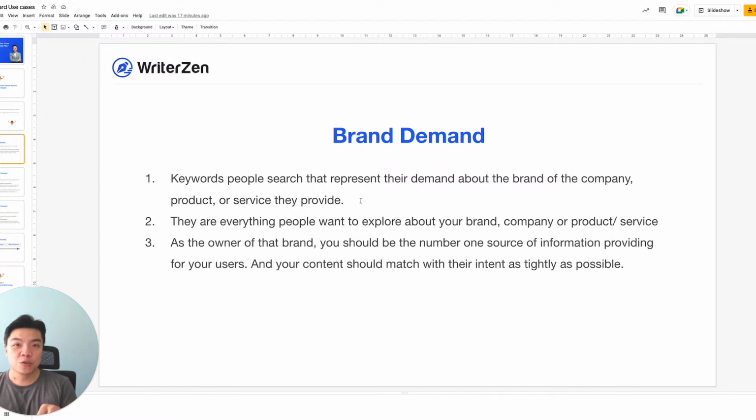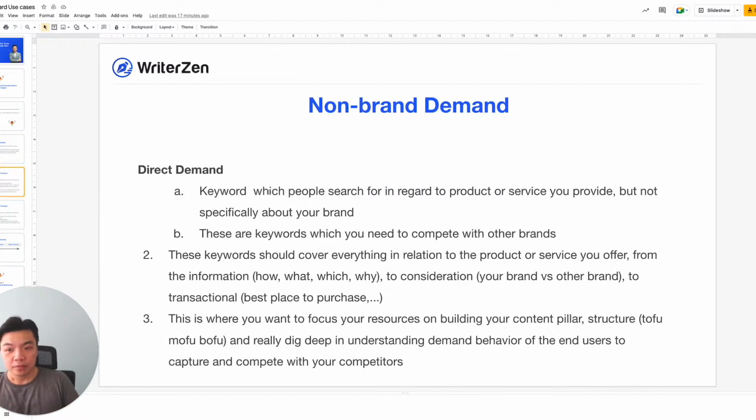So then you have to now capture the non-branded keyword. Non-branded keyword actually breaks down into two types of demand. The first is direct demand, and the second is indirect demand. Direct demand is a keyword which people search for in regard to the product or service you provide, but not specifically about your brand.